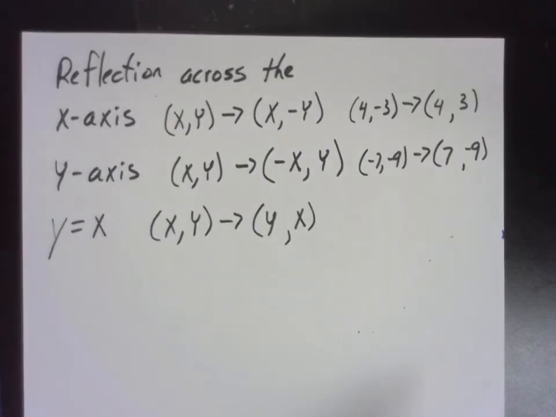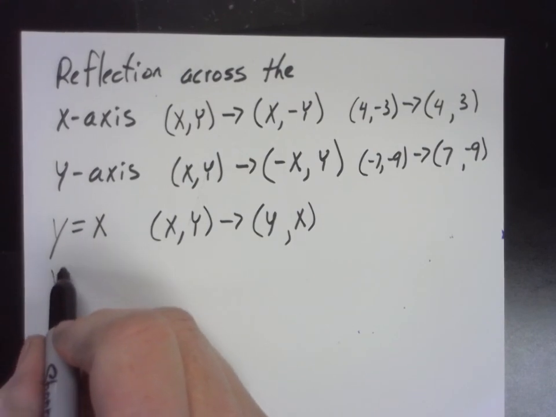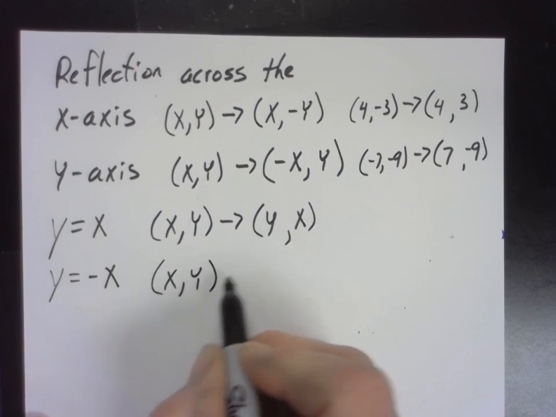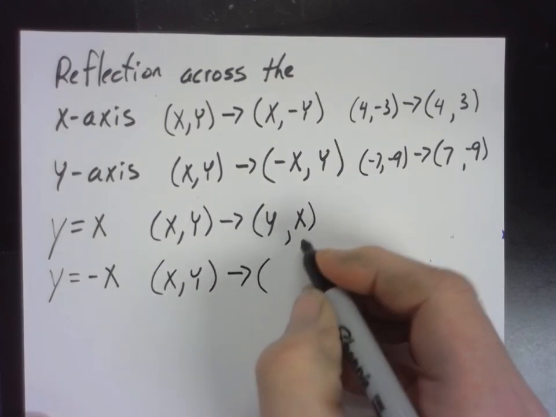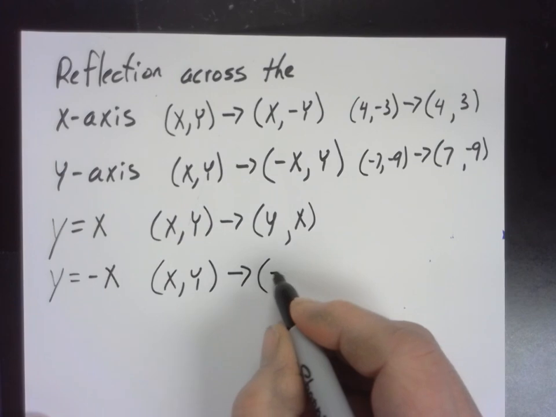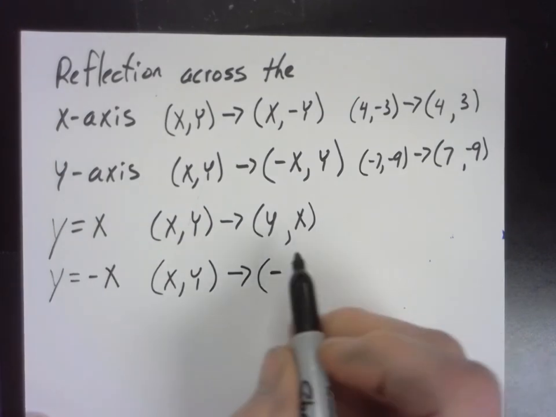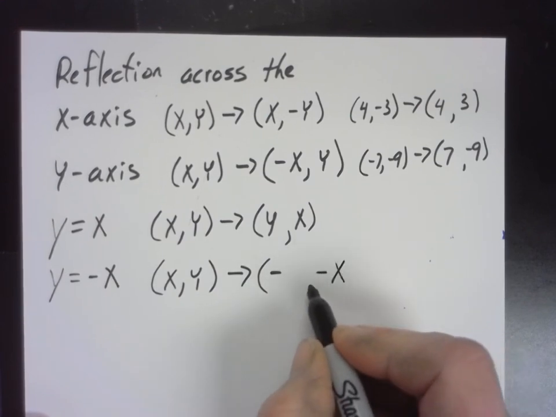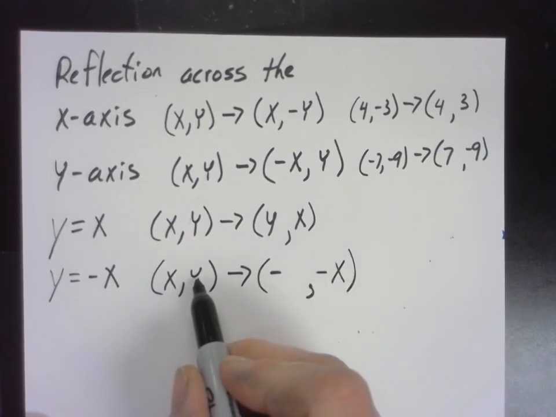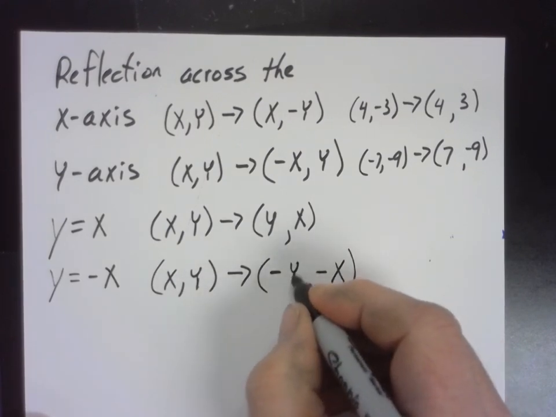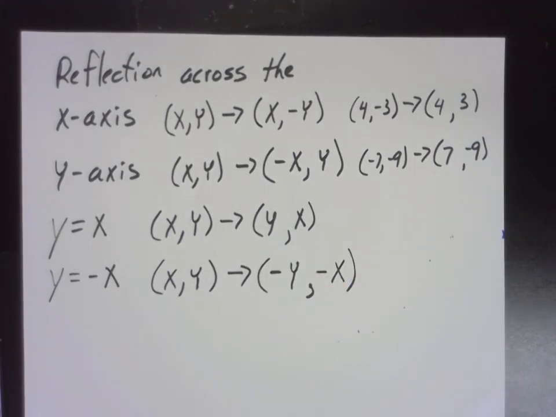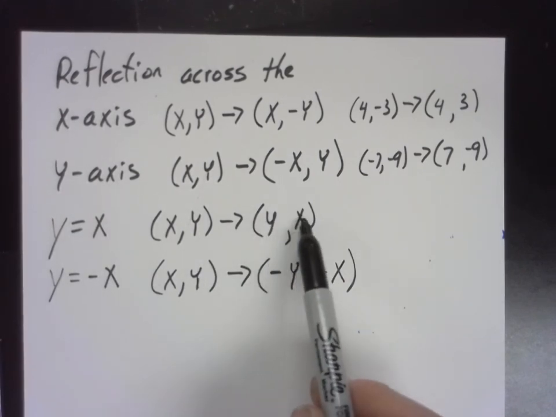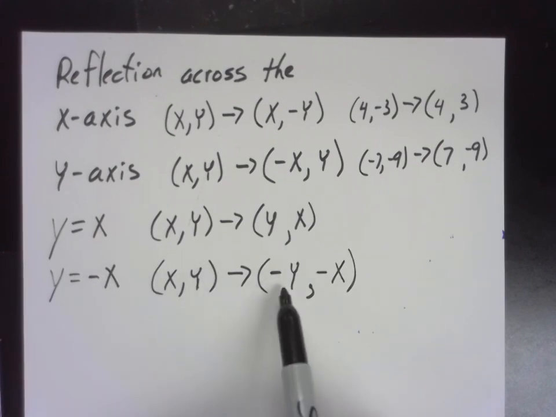So let's go back to our notes. So a reflection across this line, we take the opposite of whatever x is and we put it over here. And we take the opposite of whatever y is and we put it here. So for the positive slope, we just flip them. And for the negative slope, we flip it and change the sign.